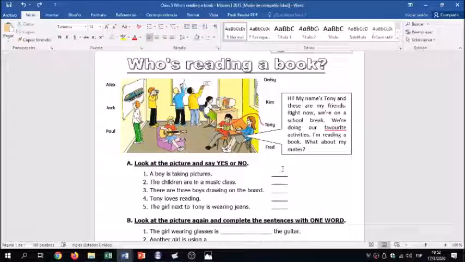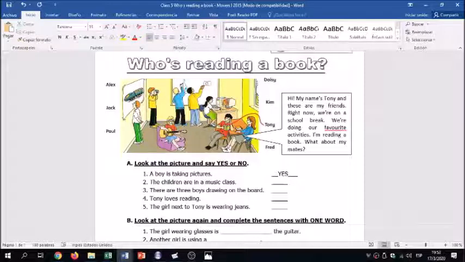So, sentence number one. A boy is taking pictures. Is that true? Yes. So we have here a boy who is taking pictures. So we write here, yes. Very good. Now, sentence number two. The children are in a music class. Is that true? No, that is not true.